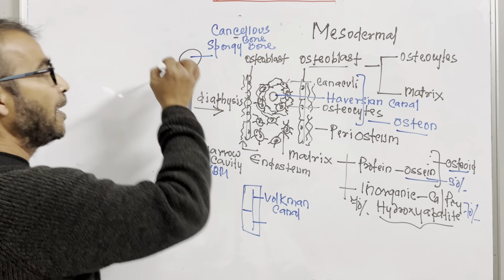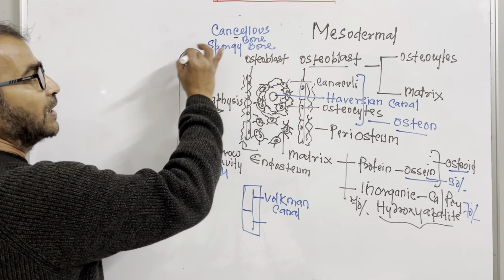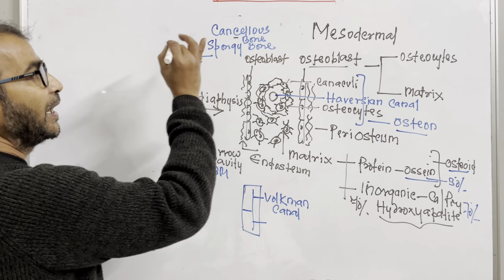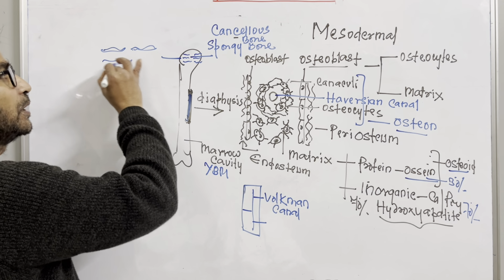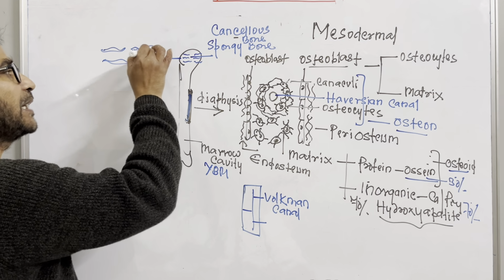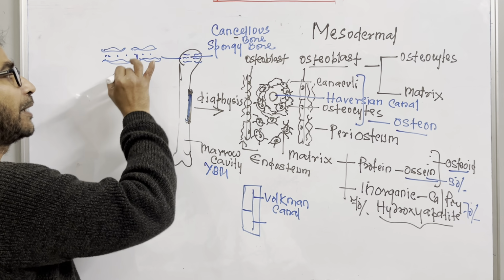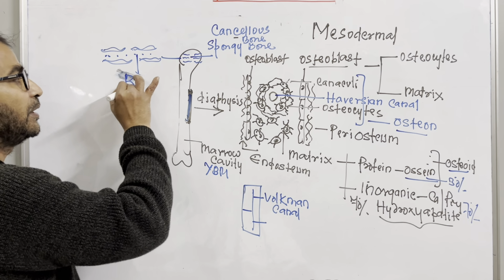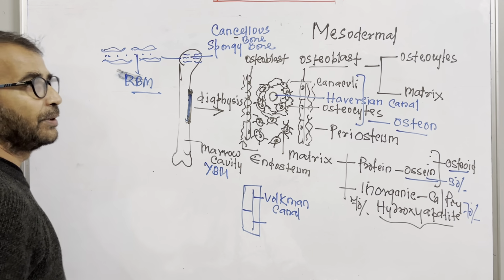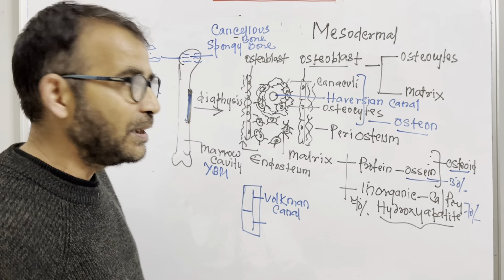So what exactly are the bar-like structures? No osteocytes are present, bar-like structures are there. So let us magnify it. Here is a bar-like structure, what is called trabeculae. And inside the trabeculae, the red bone marrow is present. And the red bone marrow, as you know, produces granulocytes and RBC.